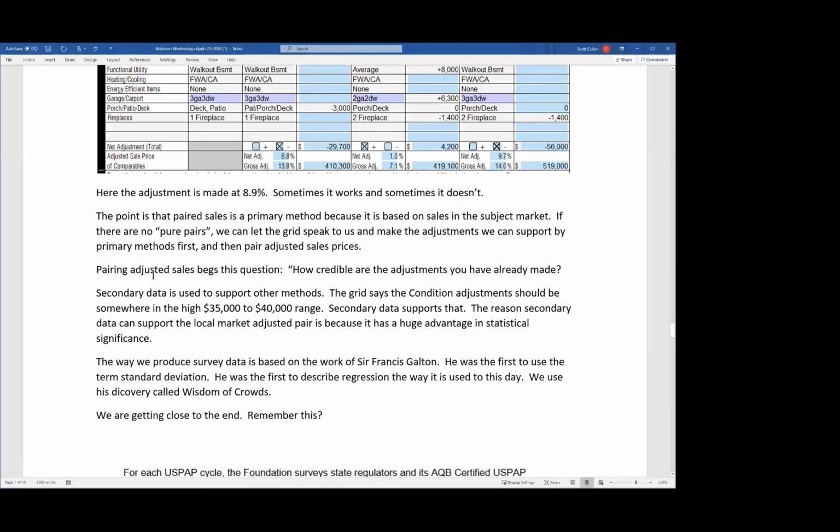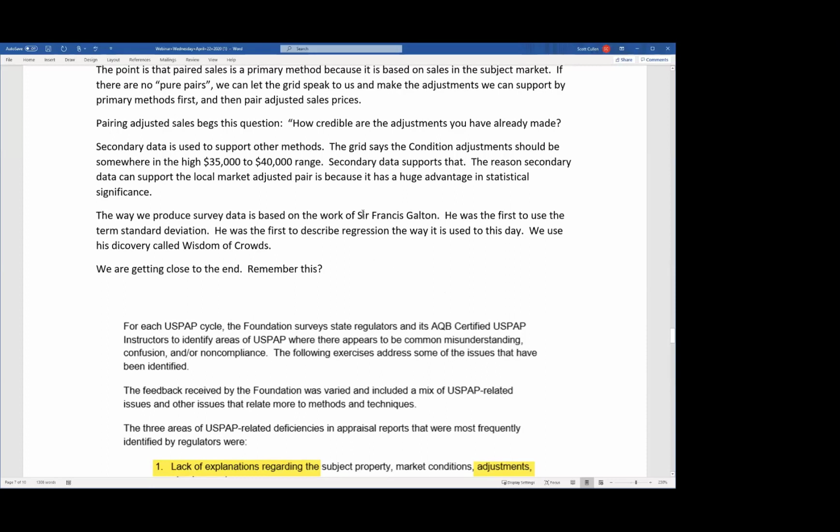And the survey results are not just Minneapolis appraisers, they're appraisers from Florida, Washington, the Northeast, the Southwest, all over the country. And here's again the reference to Sir Francis Galton, Wisdom of Crowds. I say I spelled discovery wrong. Every time I read something, I find another typo.